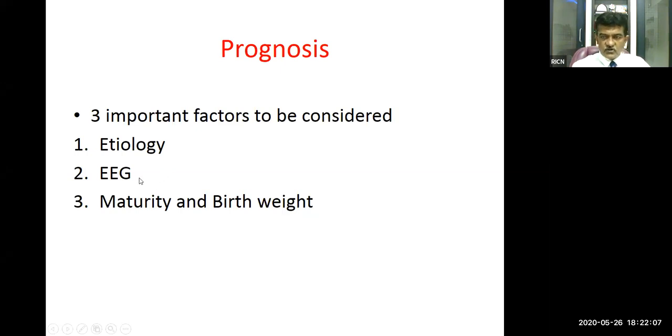EEG is a very important tool. Burst suppression, persistent low amplitude is suggestive of bad prognosis. In prematurity, sequelae is more in premature and very low birth weight babies as compared to term.